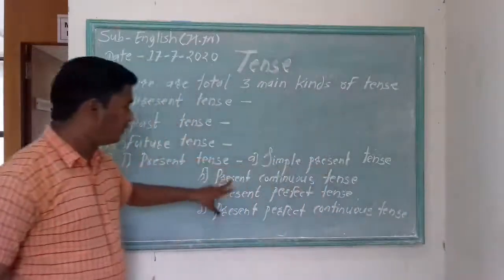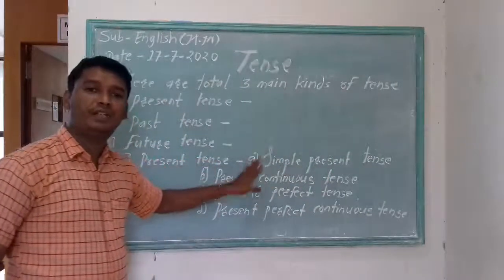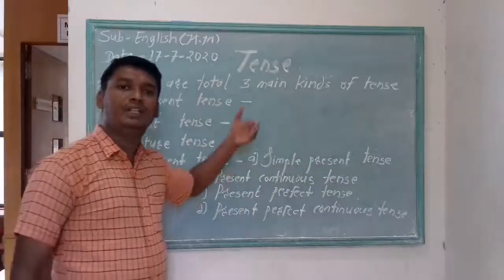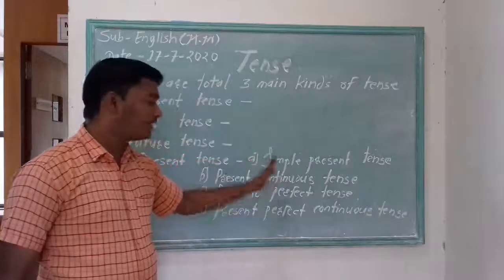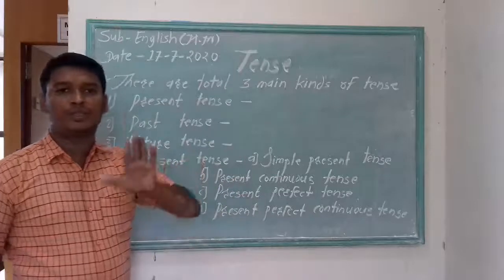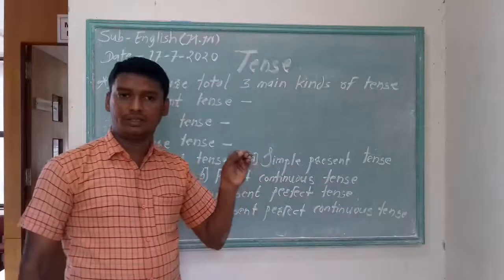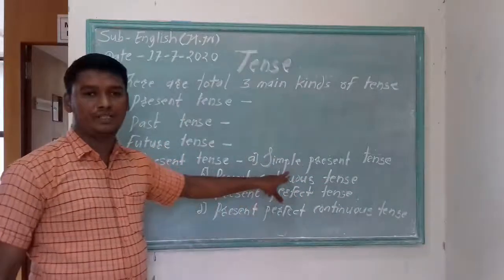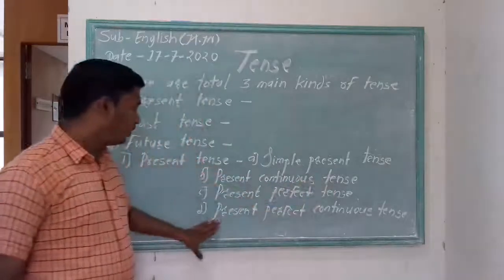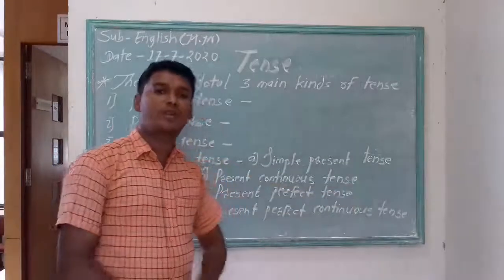Simple present tense, present continuous tense. It is also known as present progressive tense. It is also known as present imperfect tense. Continuous, progressive and imperfect. The meaning is the same, but we can use any of the three. We can use progressive also, imperfect also, but generally we take continuous. Okay. Third one, present perfect tense, and fourth one, present perfect continuous tense. These are the four subkinds of present tense.